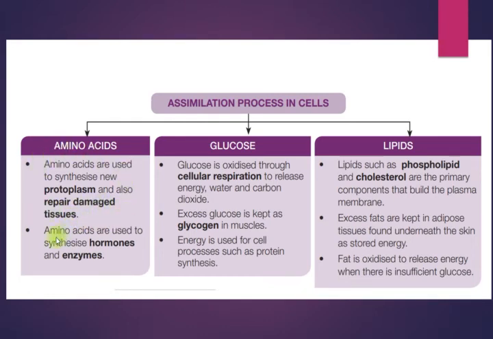I repeat, amino acids are used to synthesize new protoplasm and also repair damaged tissue in the cells. And then amino acids are used to synthesize hormones and also enzymes, also in the cell. Okay, and then for the assimilation of glucose in the cell.